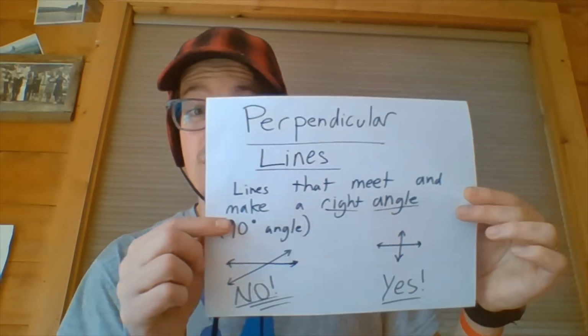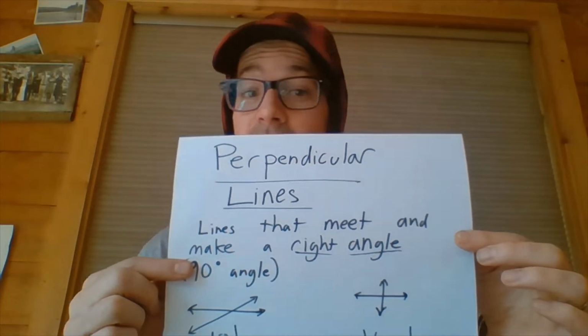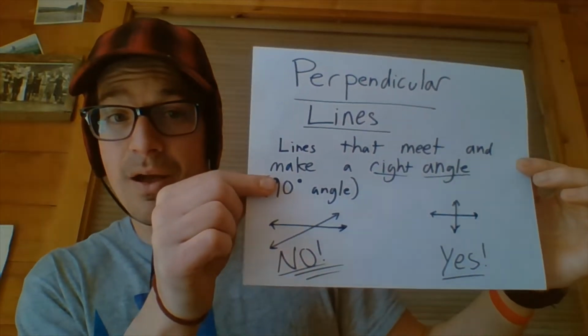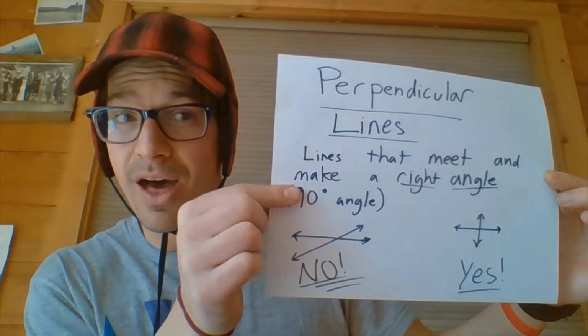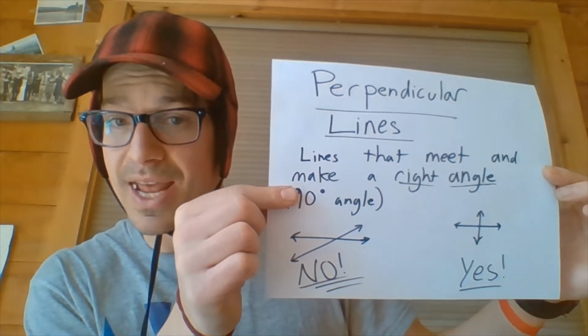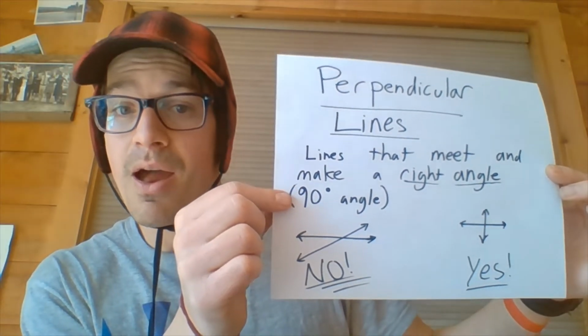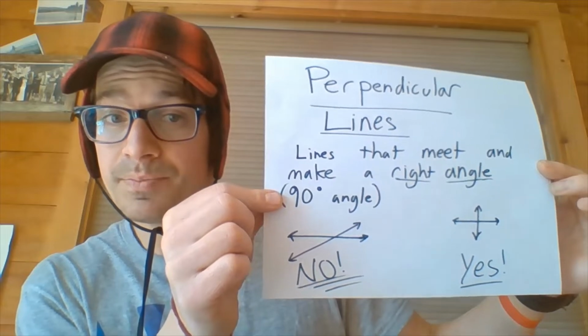I'll give you a second. You can pause your screen. You can write these notes down in your packet or on a piece of paper. You can kind of make a mini vocab notebook. All these lessons have a lot of vocabulary, so the more you're writing this down, the better you're going to learn these words. Again, the word is perpendicular.